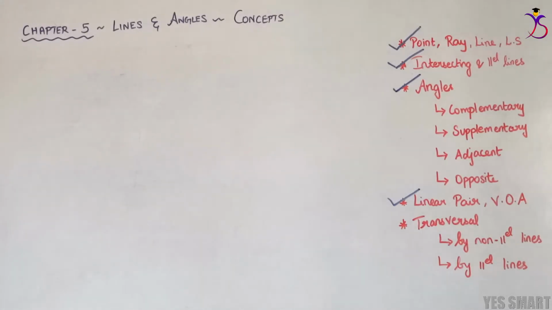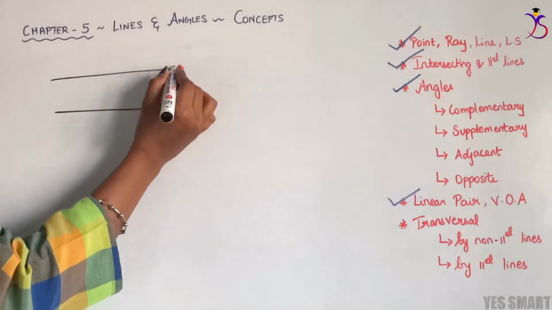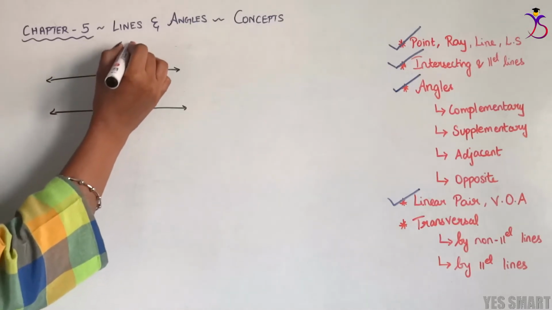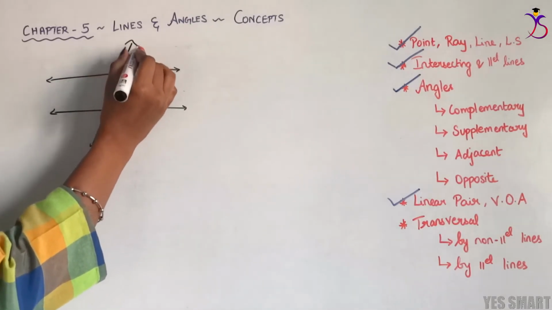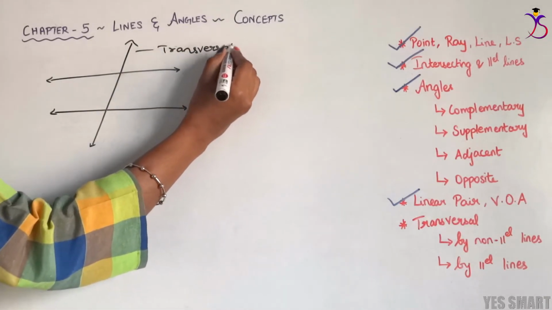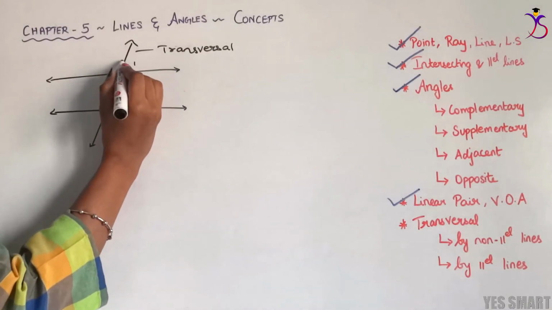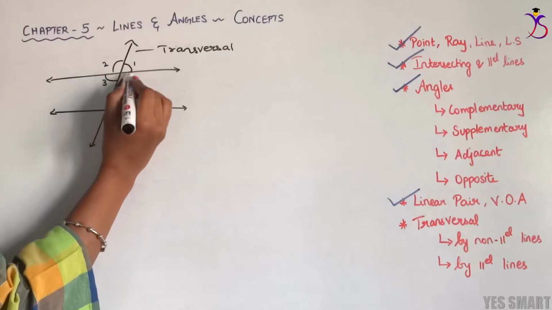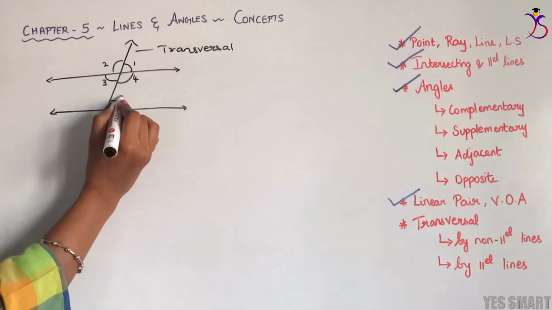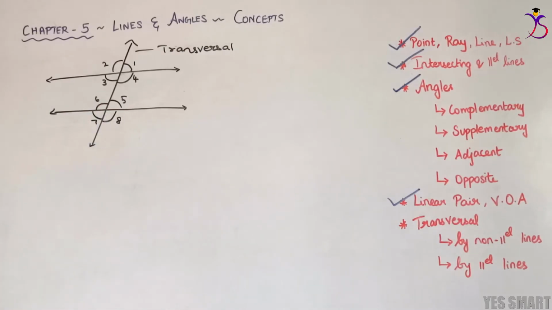Now, if the lines A, B, C, D are parallel, there are certain properties, and if the lines A, B, C, D are not parallel, they have some other different properties. So let's discuss one by one. When a line cuts two or more lines, that particular line is called a transversal. In that case, we will get 8 angles. That is 1, 2, 3, 4, 5, 6, 7, 8. So 8 angles are formed when a transversal is made.